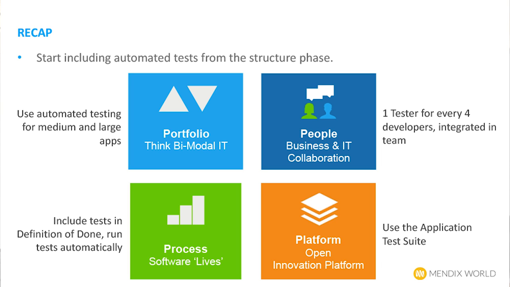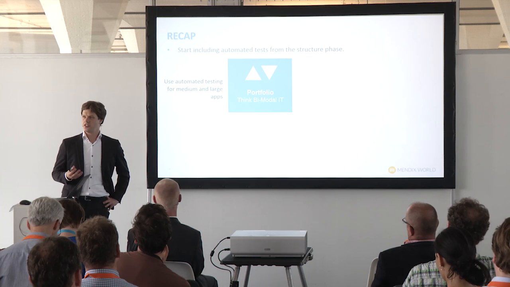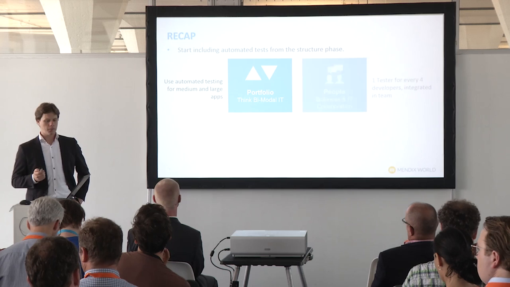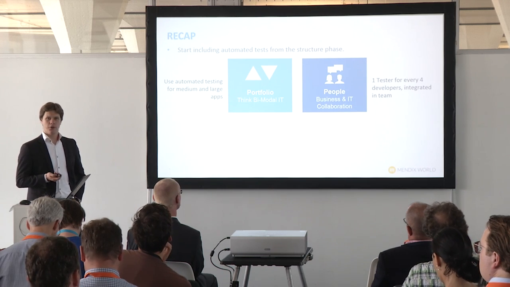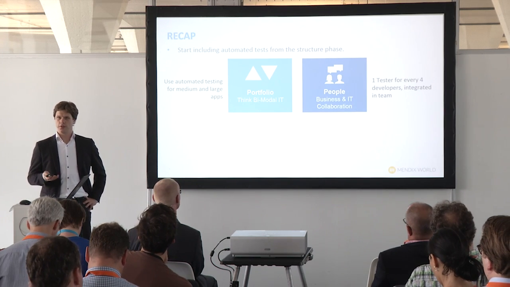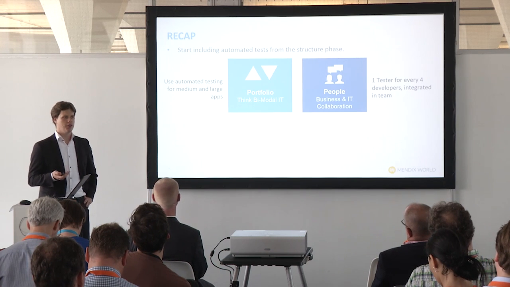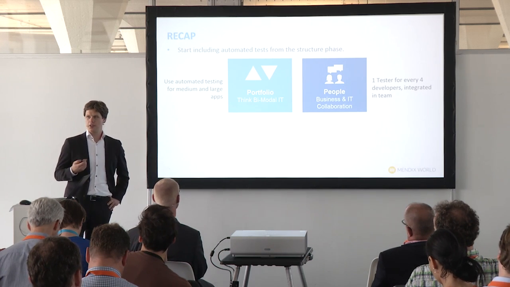As we've seen in the start, structure, scale model, for the start phase, automated testing is a bit too much overhead. In the structure phase, you need to make sure that you have this in place for your teams so that you can profit from it in the scale phase. For portfolio, use it mostly for your medium, your large apps, your differentiation, and your core apps. In terms of people, make sure you have one tester for every four regular developers, and have the developers build your tests, have your business provide input.